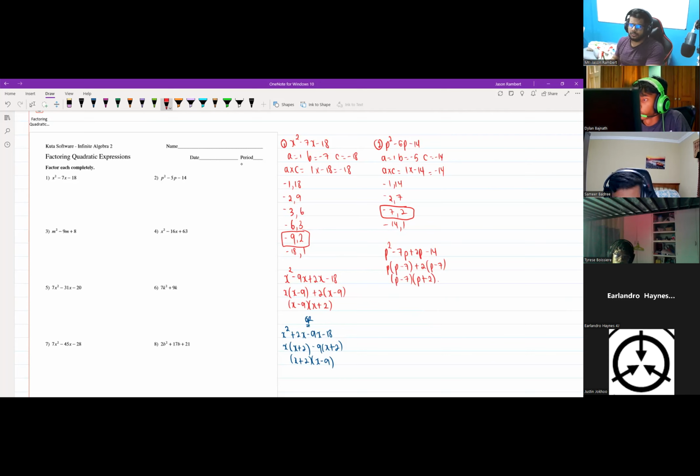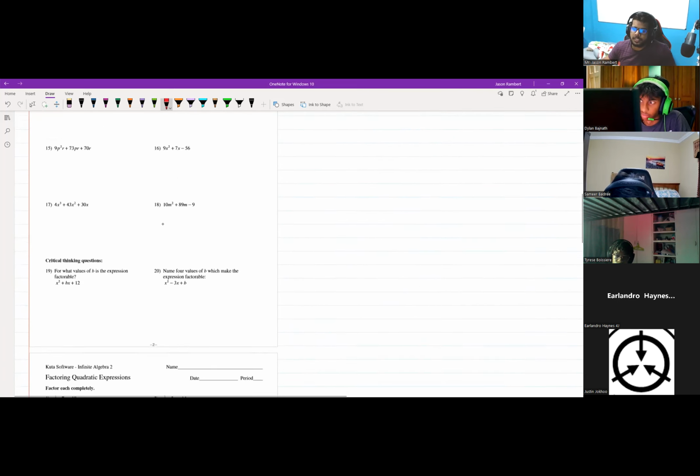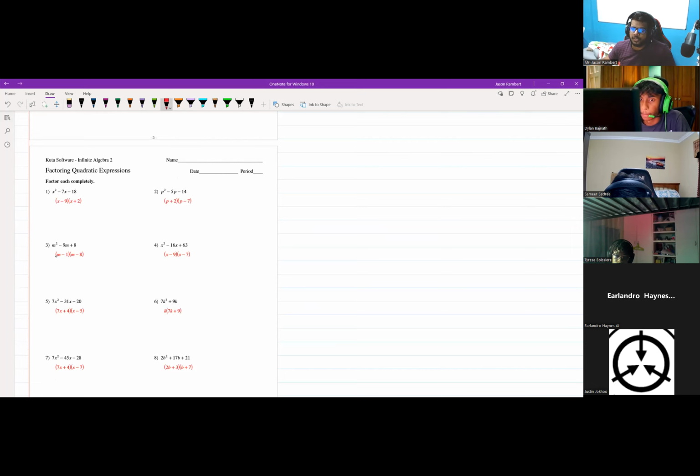Nice. Now, 3 and 4 will be similar to 1 and 2, very, very similar. So I'll just pick in the answers for 3 and 4. You'll get m minus 1 into m minus 8 for number 3. Did you all get that for number 3? Yes, and for number 4, you get x minus 9 into x minus 7. Yep, that's correct, sir. Good.